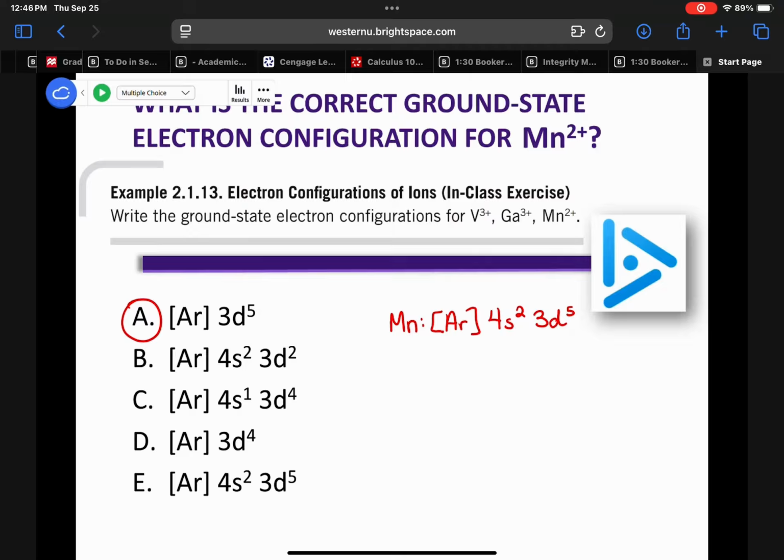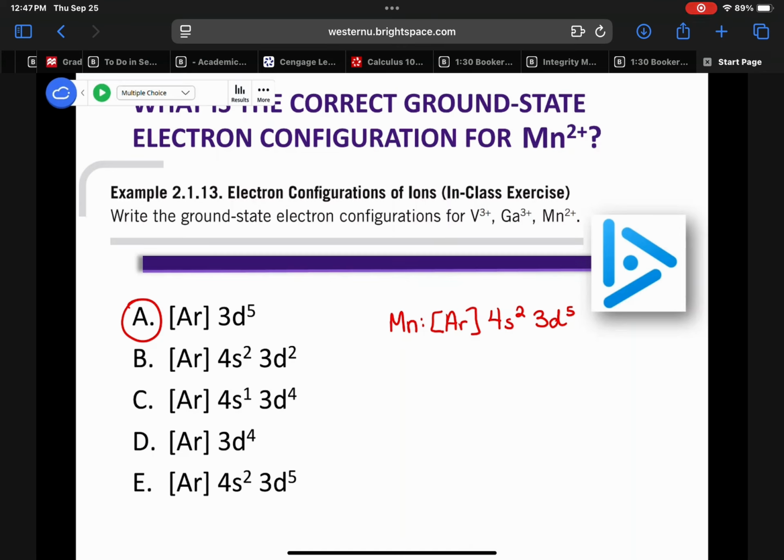It's handy to write the abbreviated electron configuration when that's an option. So I go backwards from atomic number 25 until I hit the most recent noble gas that we just passed. That tells me that argon is the most recent one. So rather than writing out 1s2, 2s2, 2p6, and so on, we can just write argon in square brackets. Then, since argon, we've added 2 electrons in the 4s, so 4s2.